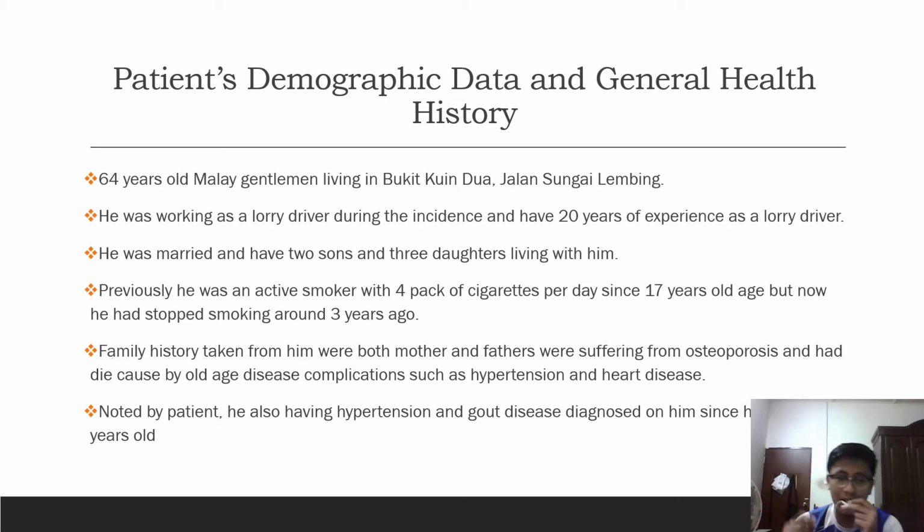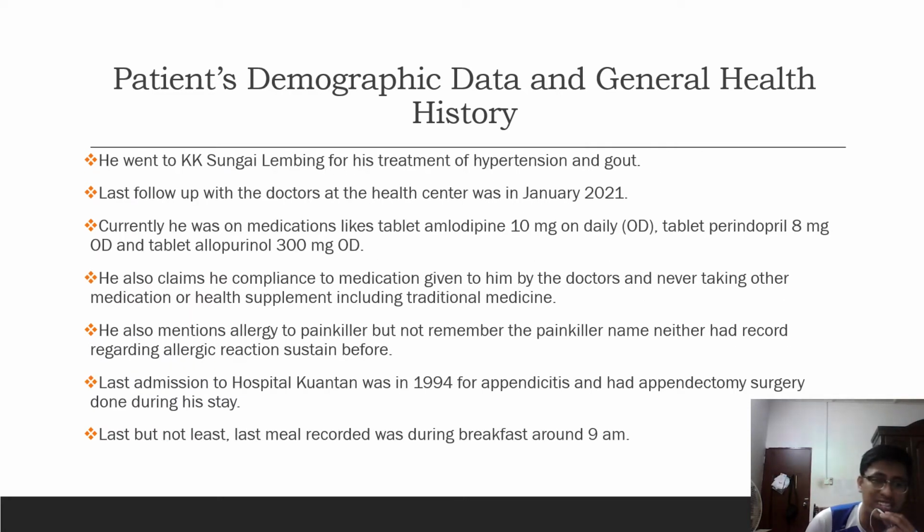Both of his mother and father had died caused by old age disease complications such as hypertension and heart disease. Noted also by the patient, he also has hypertension and gout diagnosed since he was 28 years old. For the hypertension and gout, he went to KK Sungai Lembing for his treatment. Last follow-up with the doctor at the health center was in January 2021.